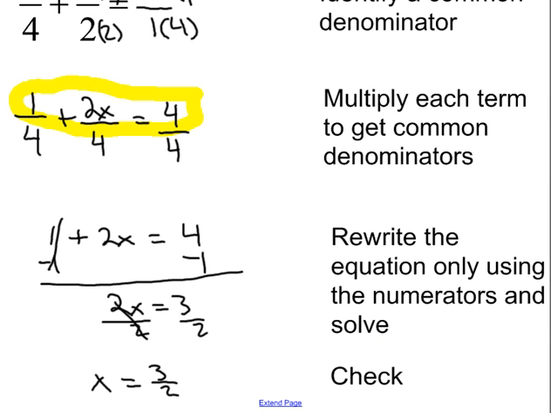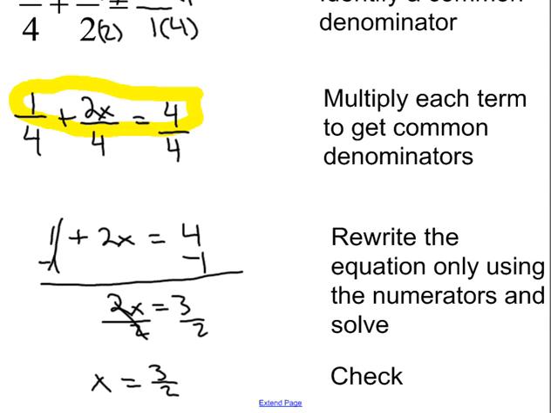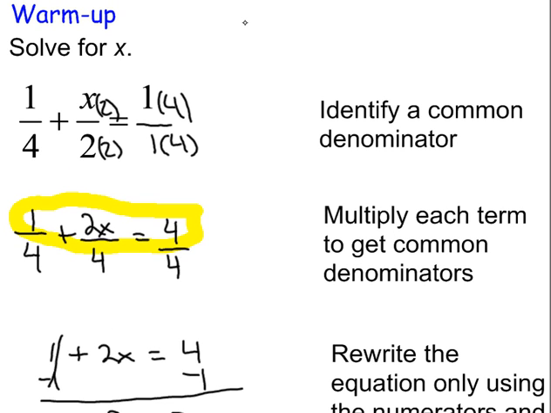As a last step, you want to check, and I'm going to leave that as an exercise for the audience. Take 3 over 2 and plug it into the original. So this was the original. Make sure that when you plug 3 over 2 in here and add 1/4 to it, you get 1.